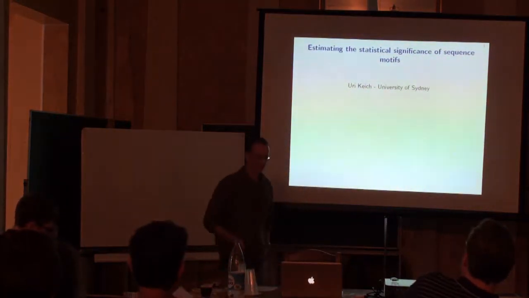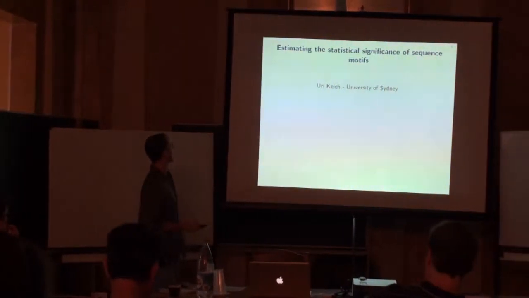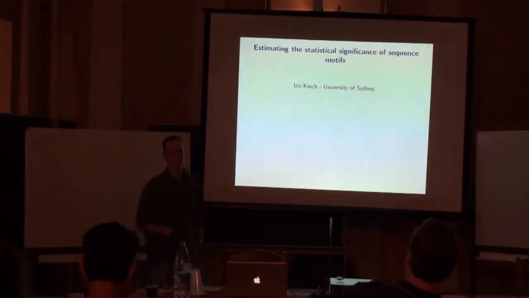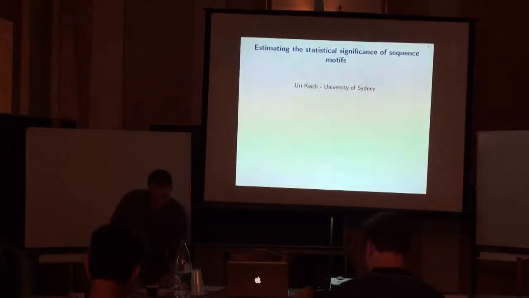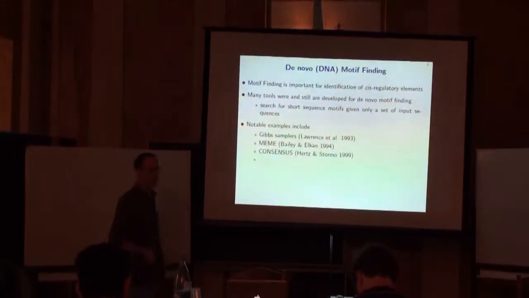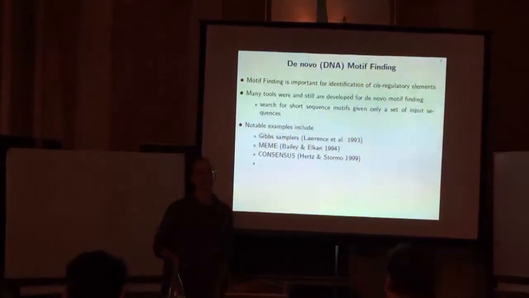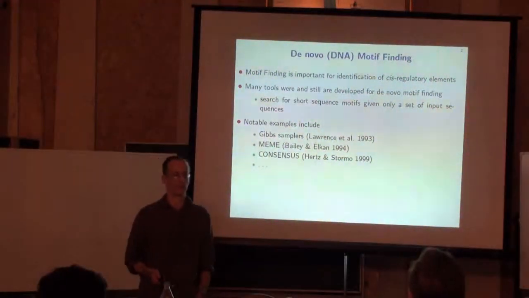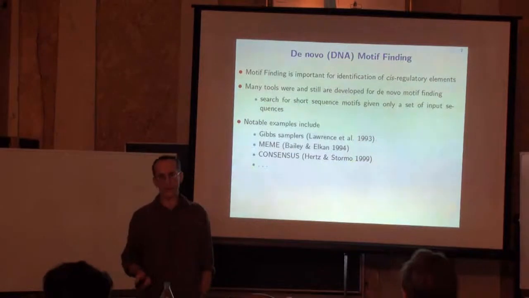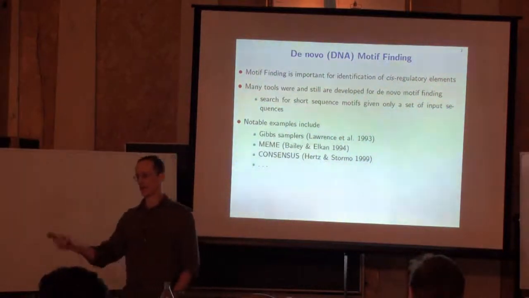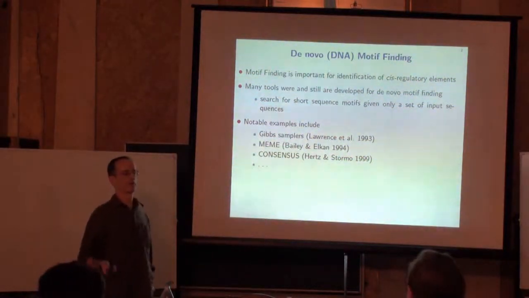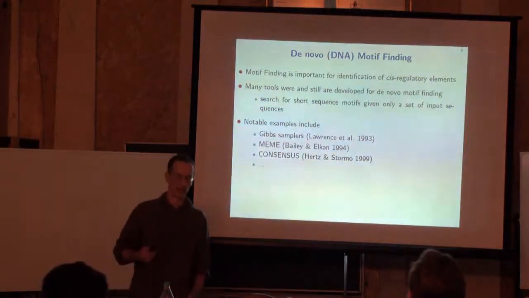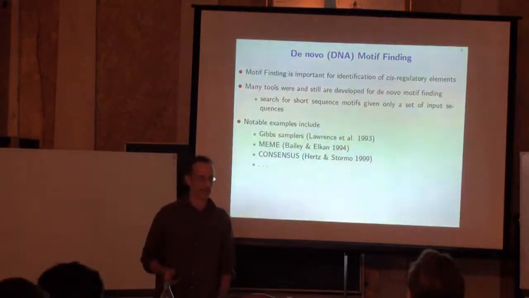Okay, so what I'm going to talk about is estimating statistical significance of sequence motifs. And in particular, what I'm interested in is de novo motif finding. I'll be strictly talking about DNA, although pretty much most of what I'm going to say, if not all, applies for amino acid sequences as well.